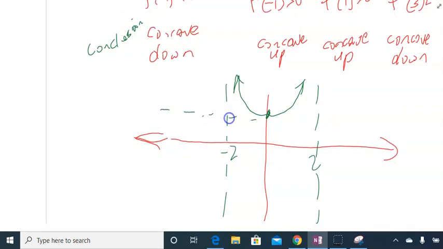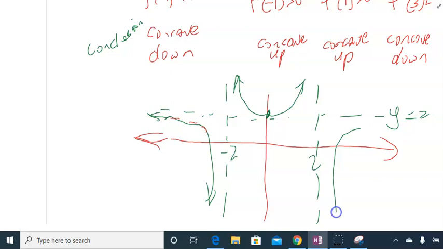So here we go, y equals 2. That's the horizontal asymptote. So then we can fill in our other parts. Now it's concave down. The graph is concave down here and concave down in this section as well. So that completes what our graph would look like.